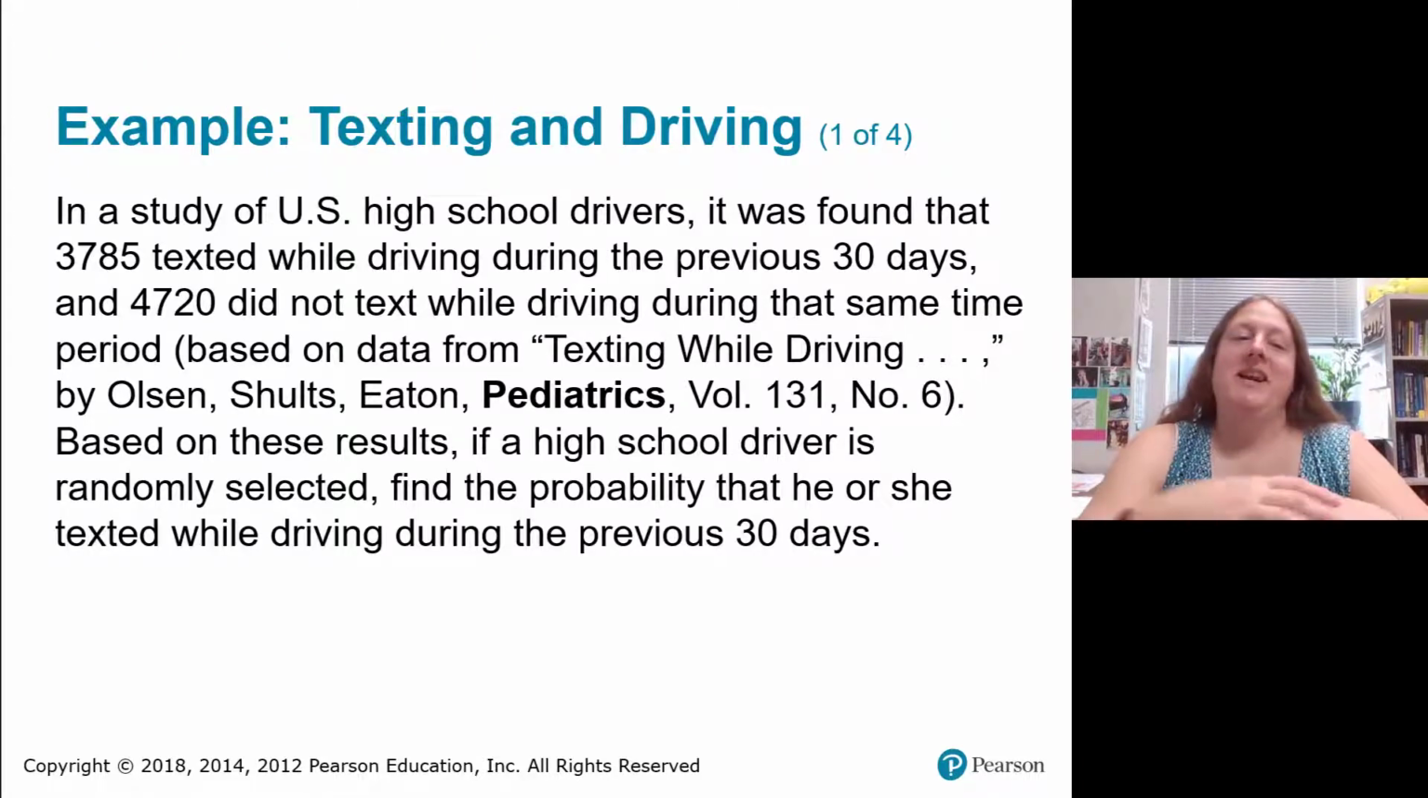So another example, texting and driving. In a study of U.S. high school drivers, it's found that 3,785 texted while driving during the previous 30 days, and 4,720 did not text while driving during the same time period. Right? So this actually came from a real study. Based on these results, if a high school driver is randomly selected, find the probability that he or she texted while driving during the previous 30 days.